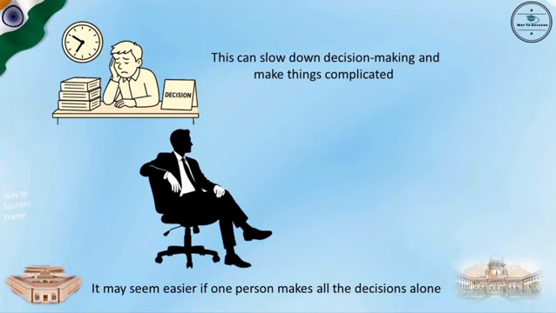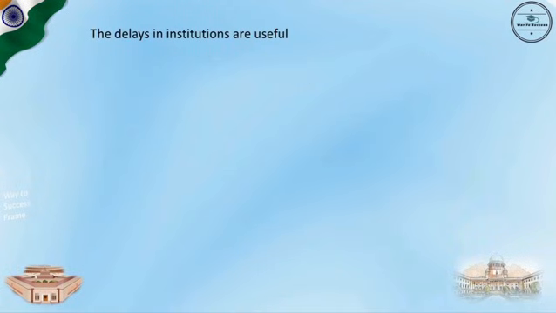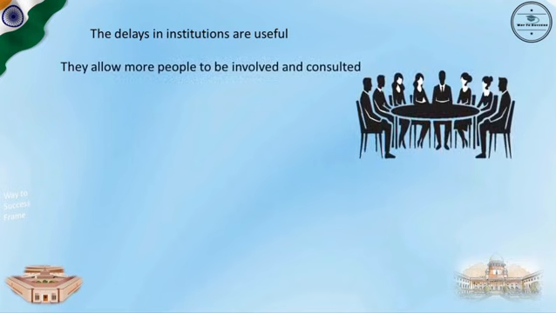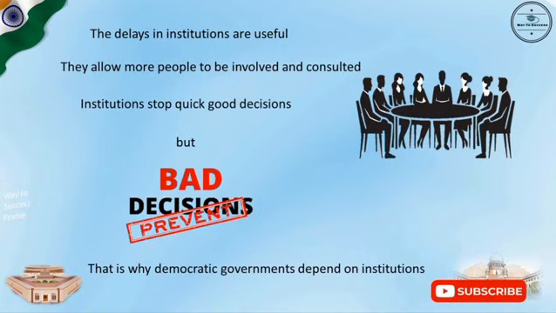Sometimes it may seem easier if one person makes all the decisions alone, but that is not how democracy works. The delays in institutions are useful because they allow more people to be involved and consulted. Institutions stop quick good decisions, but they also prevent bad decisions from being made too fast. That is why democratic governments depend on institutions.